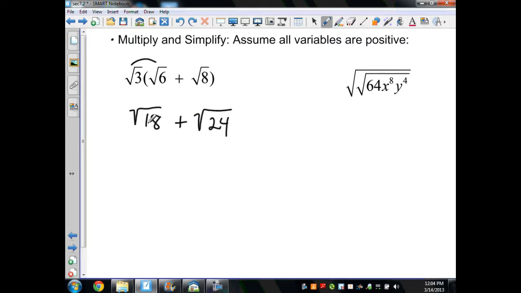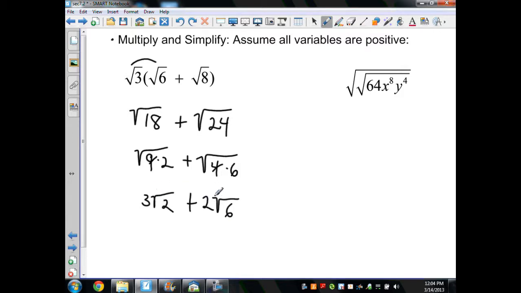Now I need to simplify both. That's going to be the square root of 9 times 2 plus the square root of 4 times 6. The square root of 9 is 3. That leaves me with 3 square roots of 2 plus square root of 4 is 2, 2 square roots of 6. Again, I cannot combine these terms because they're not like terms. The indexes are the same, but the radicands are not the same. We'll discuss later how we can combine terms if and only if the indexes and the radicands are exactly the same. Let's take a look at the next example.